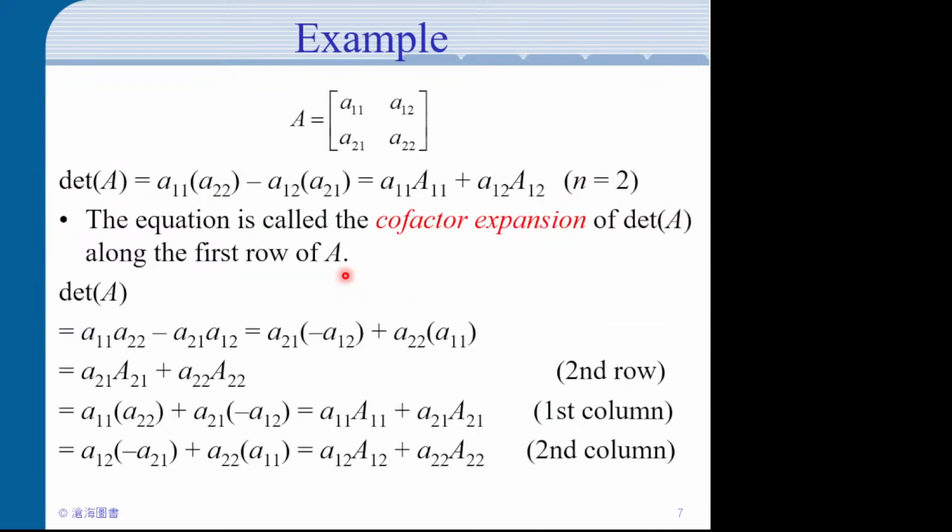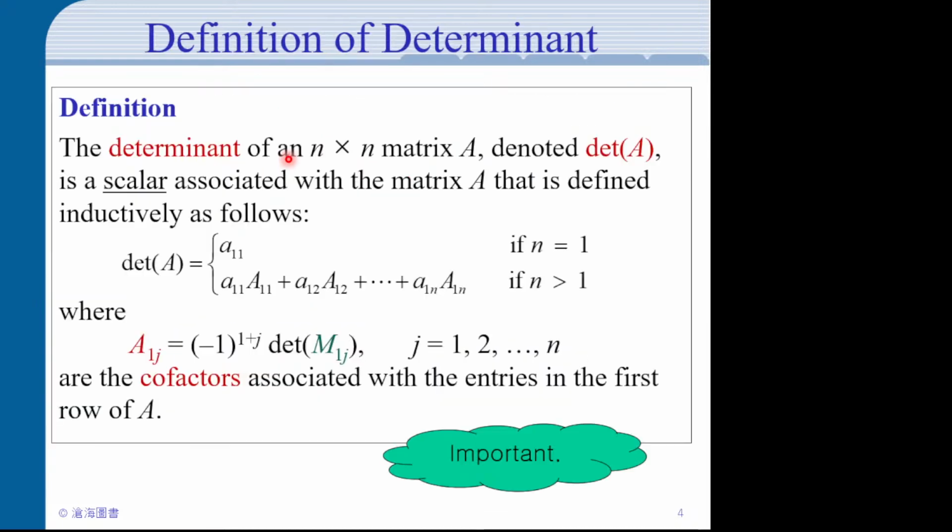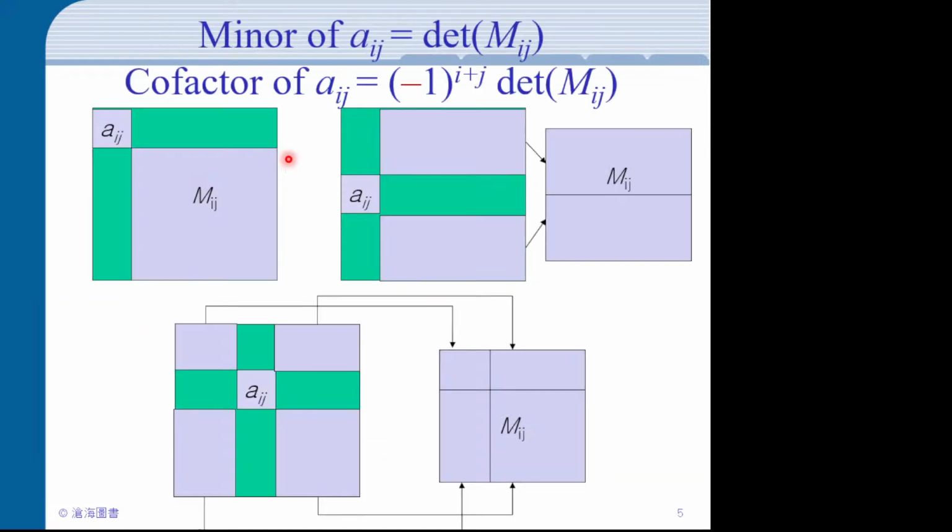For example, let's see our 2 by 2 determinant as a cofactor expansion. If I expand on the first... I'm saying it's wrong. We actually expand on the first row instead of the first column, although we are going to say later that it doesn't matter. So the definition is written as the first row. Sorry about this.